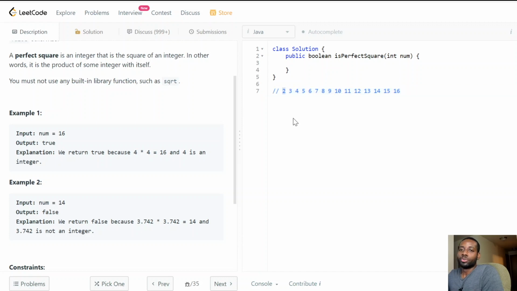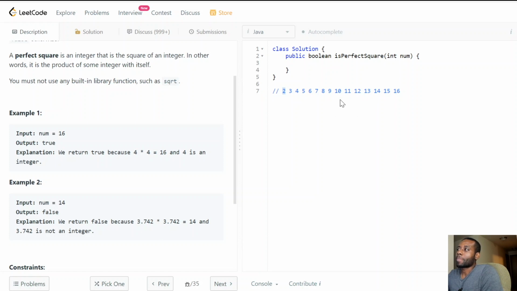There's also another rule that you need to make sure you know: for any number 2 or greater, the square root of that number is not going to be greater than num divided by 2. So, for example, let's say we're looking for the square root of 9. The square root of 9 is 3, and 9 divided by 2 is 4.5, which is not less than 3.